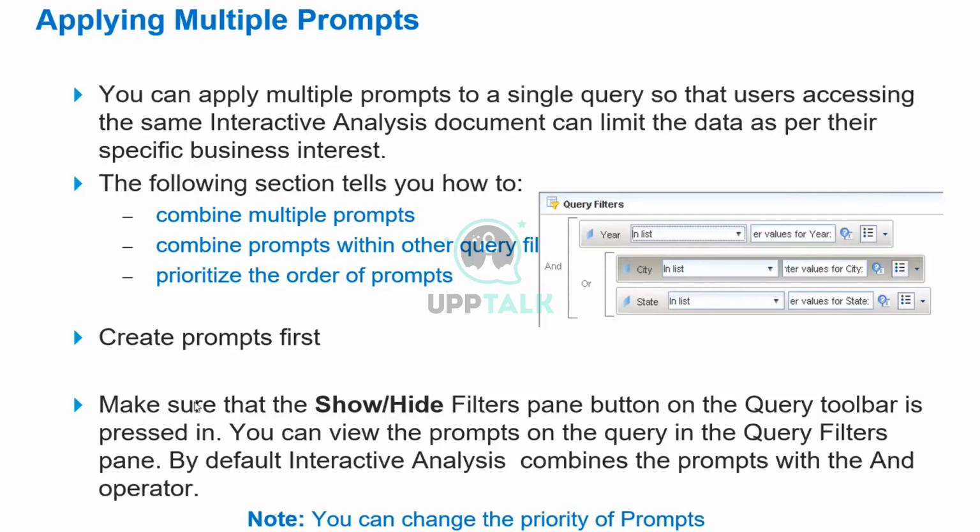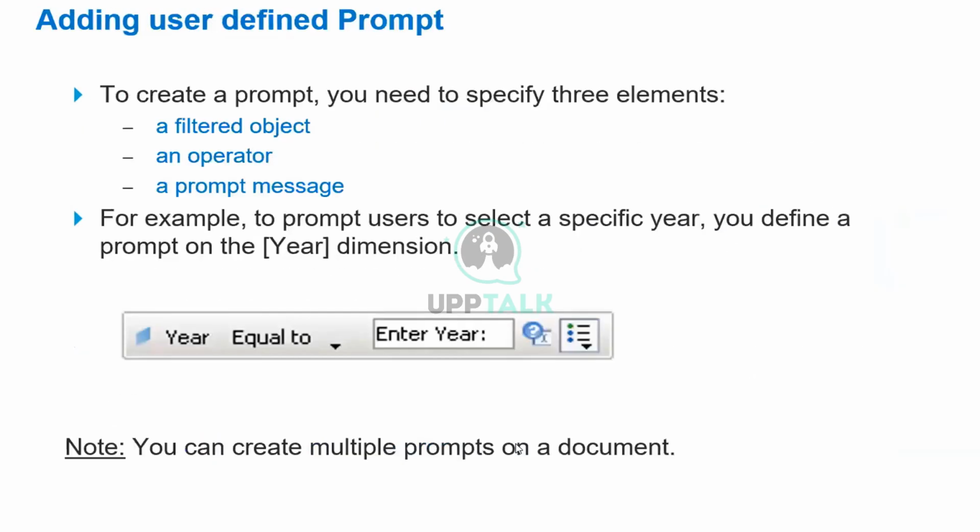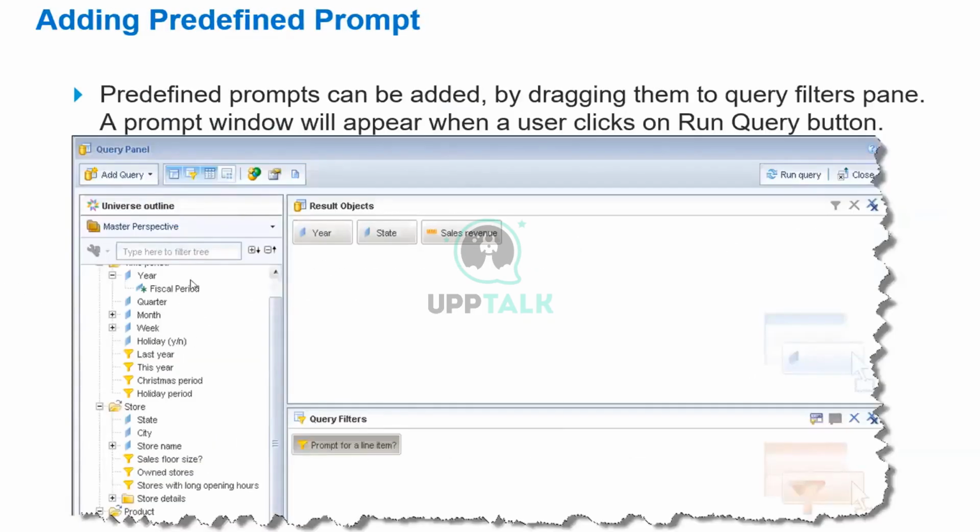This filter pane should be visible. Make sure that the Show or Hide Filter Pane button on the query toolbar is pressed in. If we click on that, only then will the query filters be visible. Otherwise, it will not be visible, and you will be able to see it only sometimes. Here, the first toolbar button is for available objects. If you click this first one, you will see all the available objects here. If you click this query filter pane, it will be visible here.